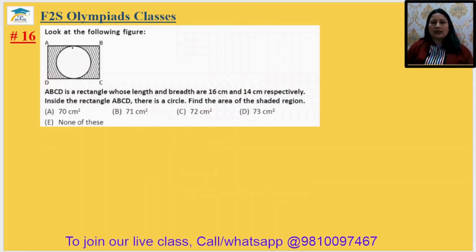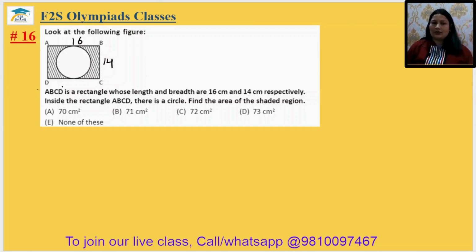Question number 16. Look at the following figure. ABCD is a rectangle whose length and breadth are 16 centimeter and 14 centimeter respectively. Inside the rectangle ABCD, there is a circle. This circle is given. Find the area of the shaded region. We have to just find the area of this shaded region.